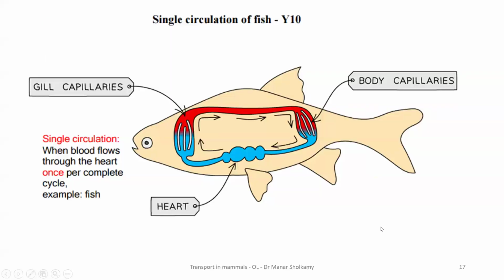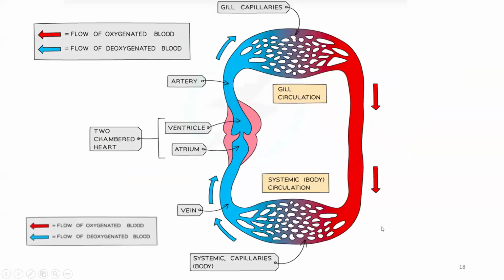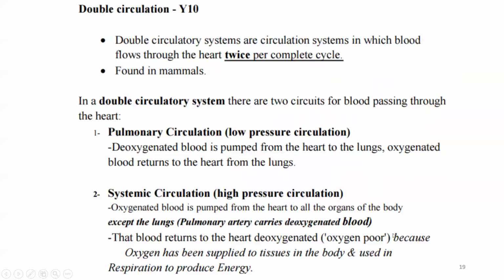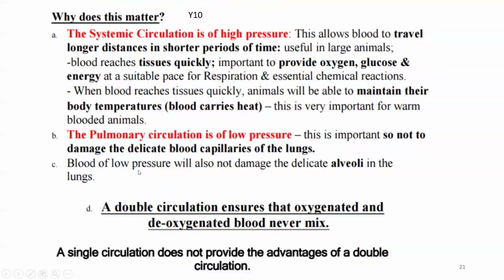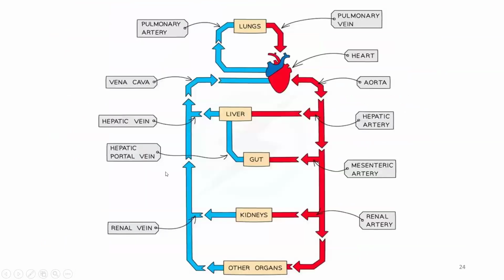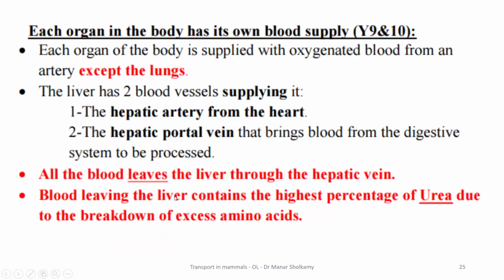Single circulation. Now, after answering those questions, I assume you understand it well. Double circulation, the pulmonary is the low pressure circulation, systemic high pressure circulation. This was explained in detail and the advantages so that the blood travels quickly, providing oxygen and glucose and heat and carrying away waste products, lactic acid, carbon dioxide, etc. Any questions? Stop me. Okay, we went over the names of the arteries today.